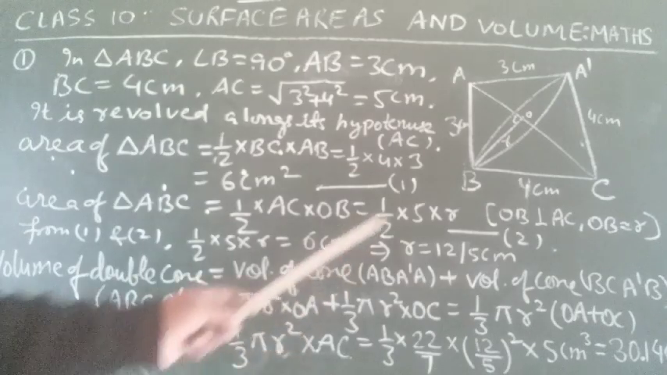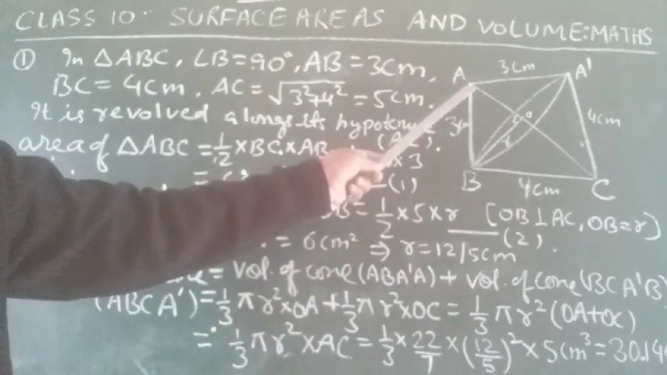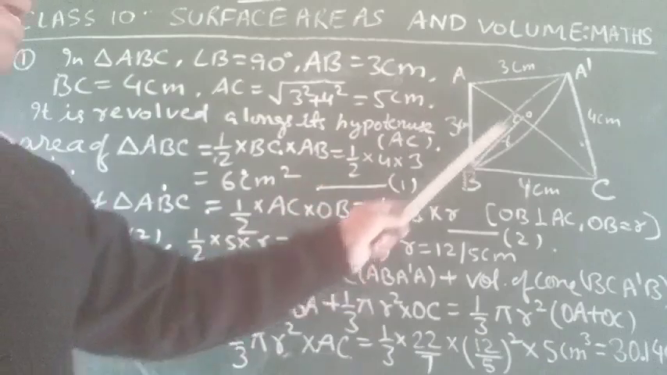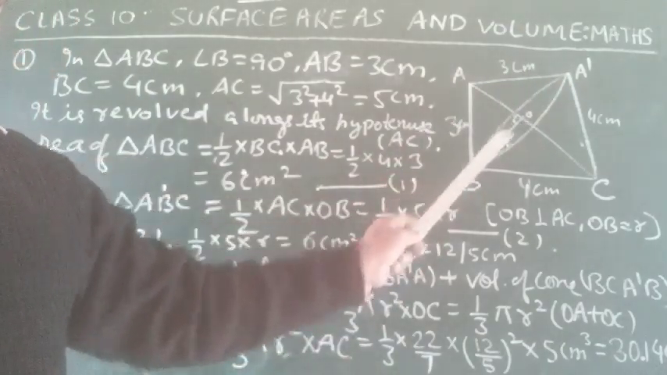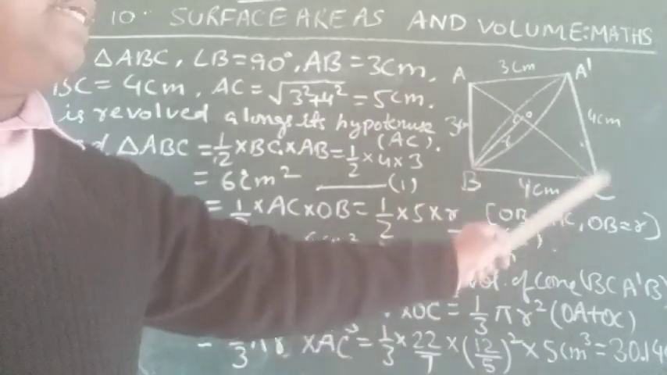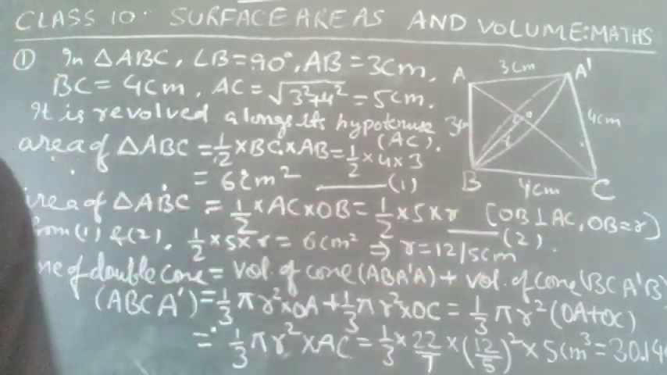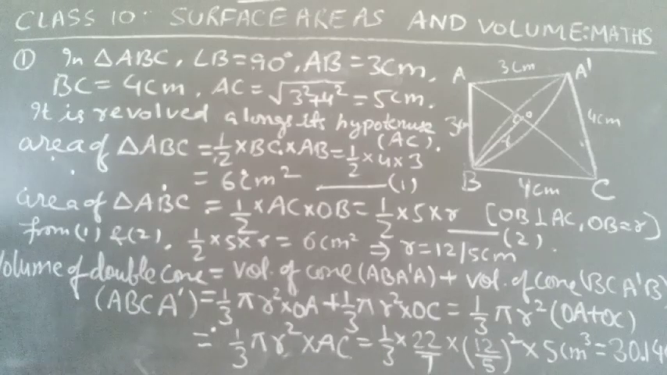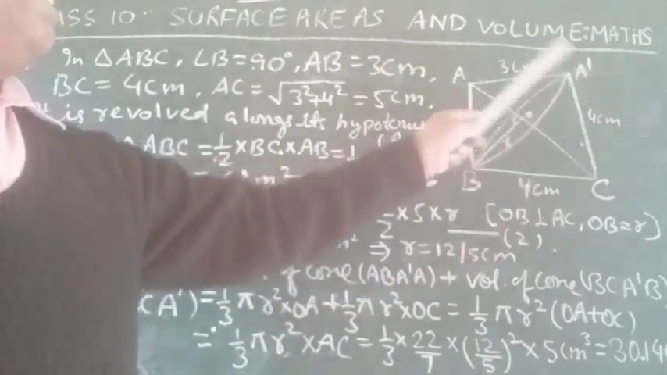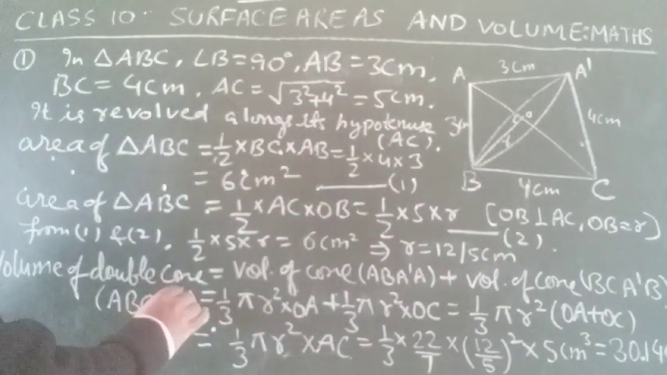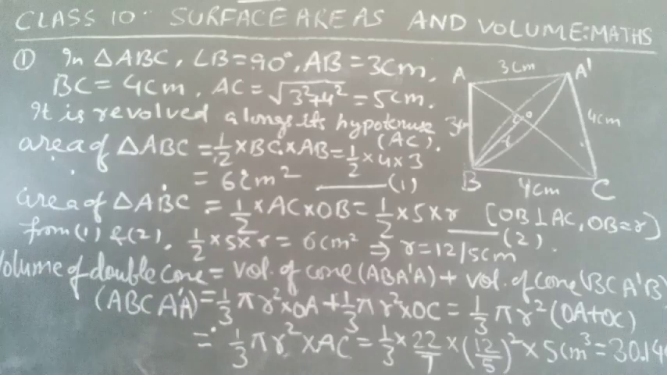Now, the radius of the cone we know, and the height of cone AB A dash A will be OA, and the height of the lower cone BC A dash B will be OC. Now look here, the volume of double cone ABC A dash A. A is also right here, yes, it will complete and close.